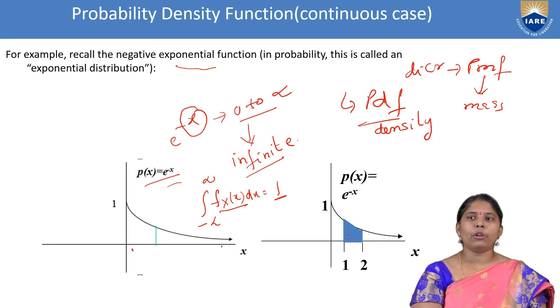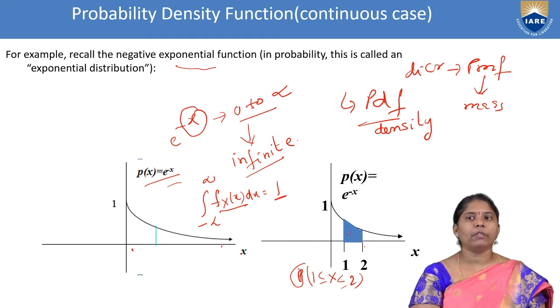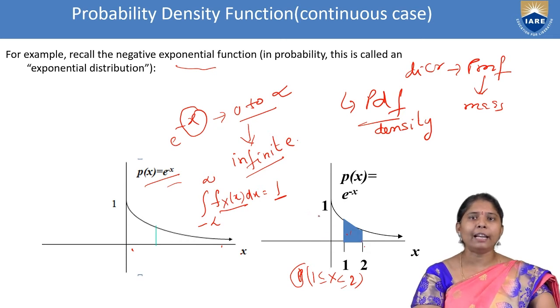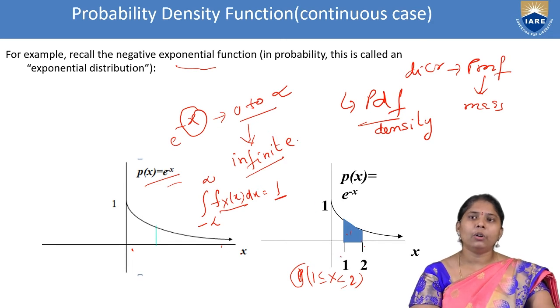Next, suppose I want to find the probability between 1 and 2. What I need to find from the probability density function is the area under the curve. From 1 to 2, how much area it occupies gives the probability. So these functions are mainly used in the calculation and modeling of random variables, and for any limits, if we want to find the probability, these functions are very useful.